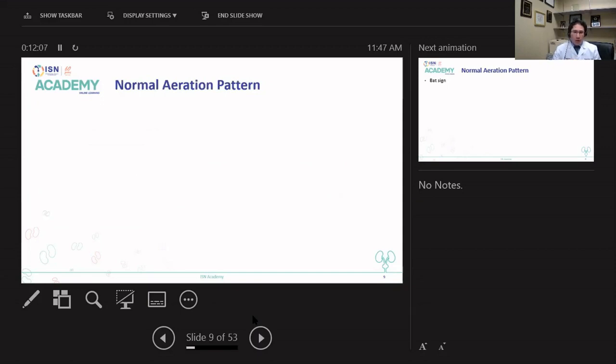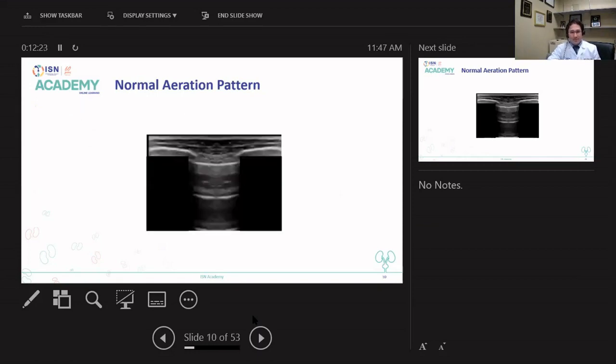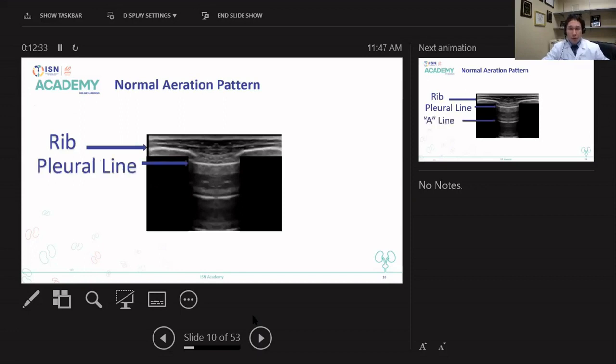So I've described tips for how to acquire the image. Now let's talk about what you should see in a normal lung, what I'm calling normal aeration pattern. You're going to see the bat sign. This is the bat sign. Rib and a shadow beneath it. The pleural line. And then your first A line. We're going to take the idea of the first A line and we're going to pocket it for now. We're going to put it in the back of our heads. We're going to come back to it later.